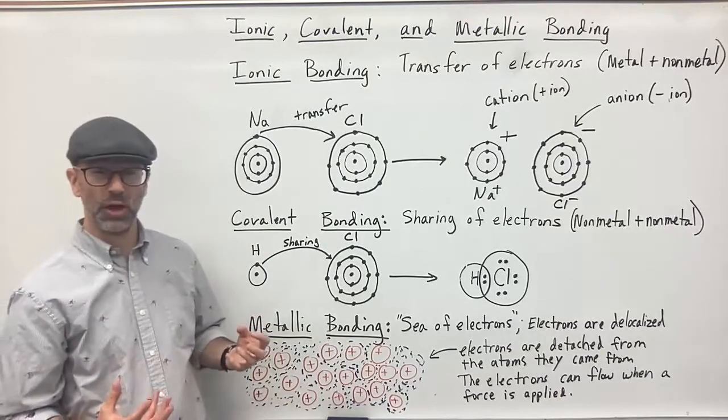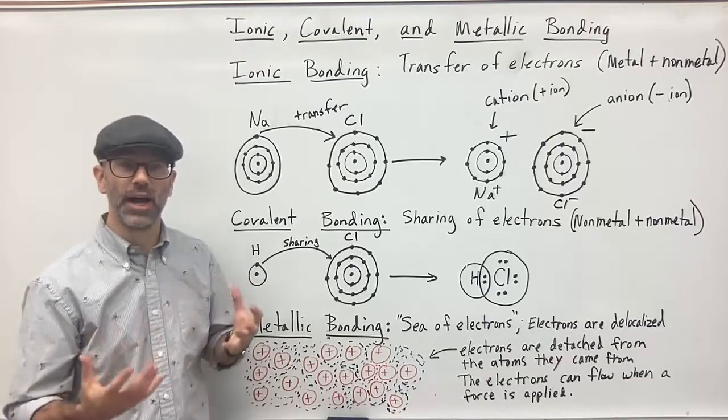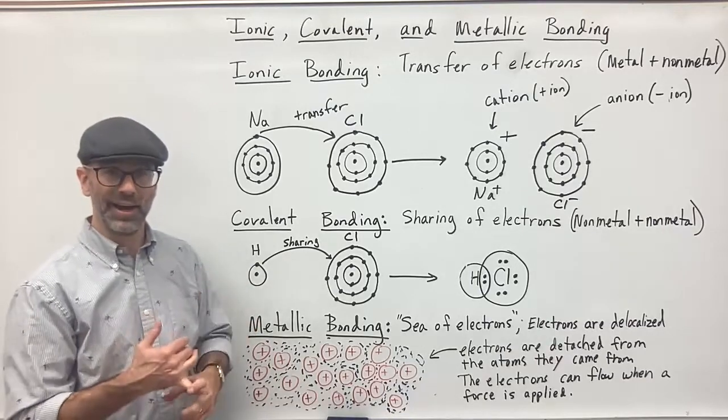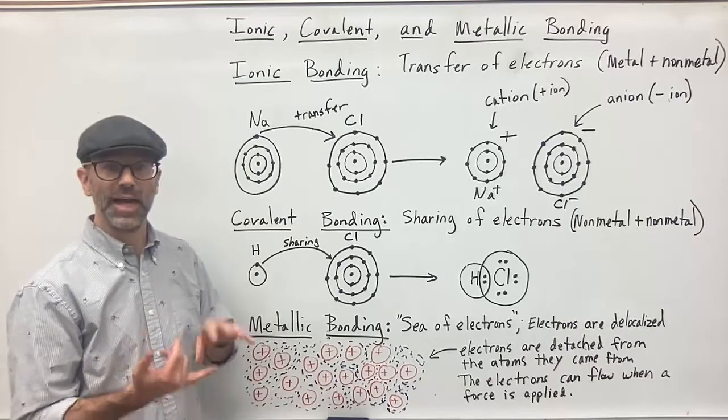So I hope this was helpful. I hope this clarified the differences between ionic, covalent, and metallic bonding.